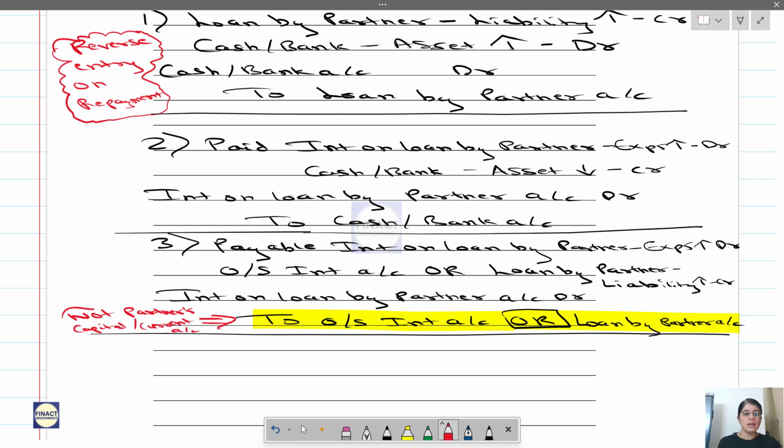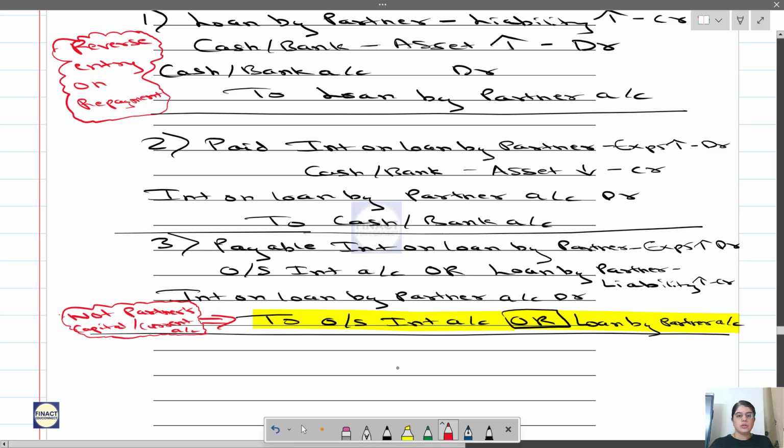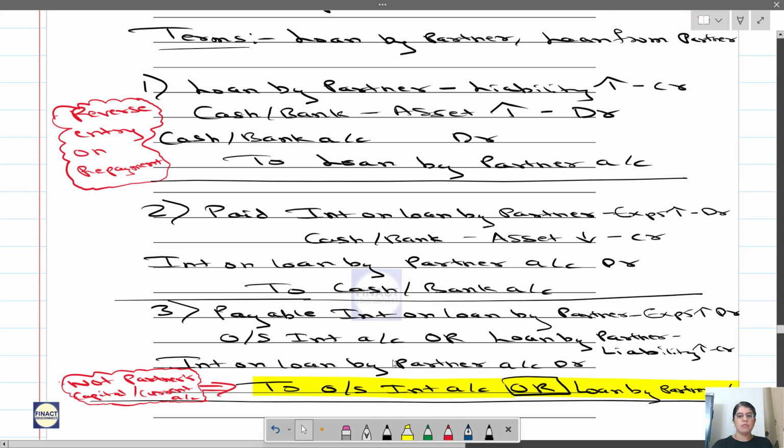Okay, so the journal entry changes depending on the type of loan, whether the loan is taken by the firm from the partner, or the loan is given to the partner. So don't get confused. Understand this very properly, understand this clearly. Just write this. Then we will go to the next one.